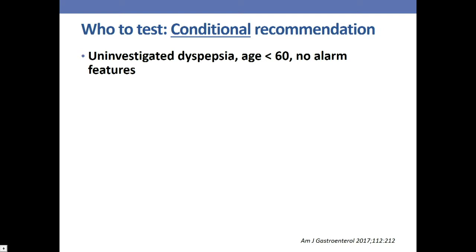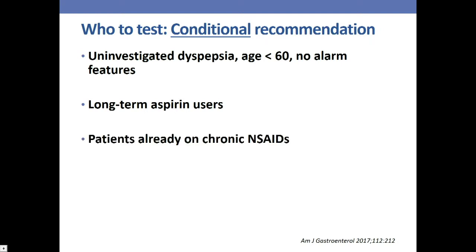So these are the conditional recommendations, with a little less strong data to support them. Patients who have uninvestigated dyspepsia, are aged less than 60, and have no alarm features, you should test for H. pylori. Long-term aspirin users, we see these in GI clinic a lot, patients who have just been started on aspirin and were never really tested for H. pylori. NSAIDs of any sort plus H. pylori can increase your risk further of peptic ulcer disease, so that's the reason to test.